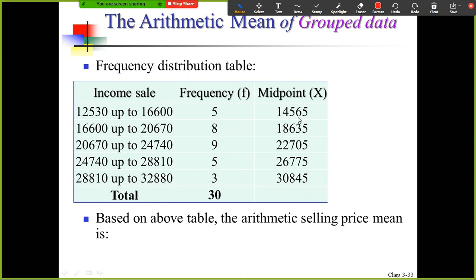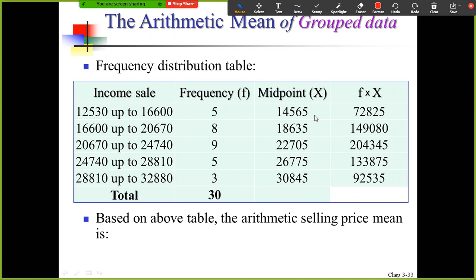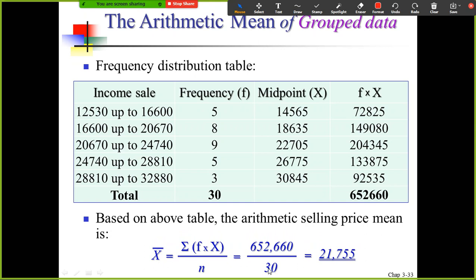Okay, suppose now I have this one. Next, what to find? I need to find the multiplication, F multiplied by X, or the product of F and X. That's why I got this one. When I got the result of F multiplied by X, the formula says we need to sum them together, add all these numbers together, and then divide by n. That is the arithmetic mean for our grouped data.